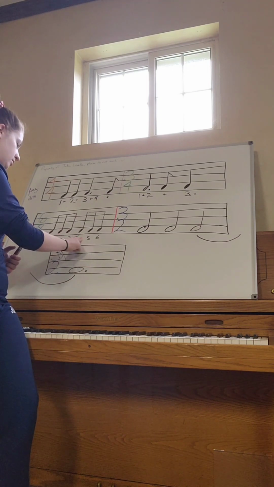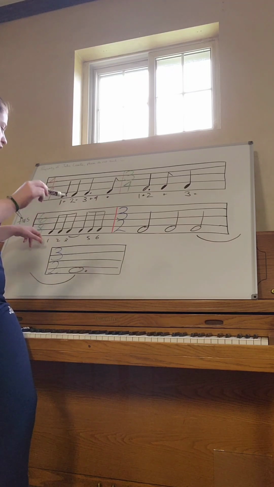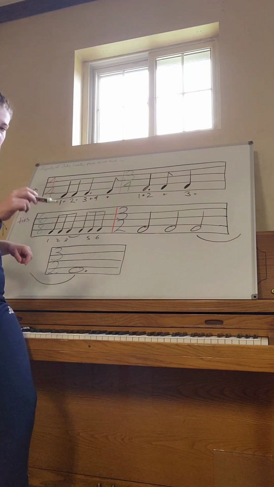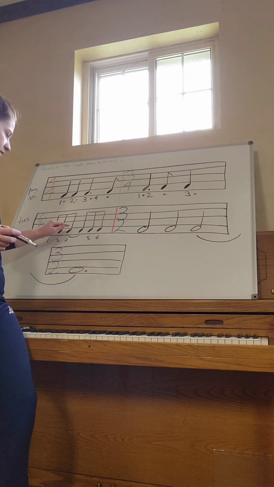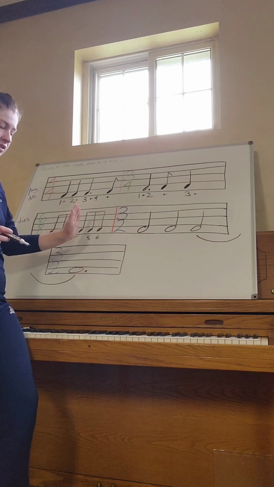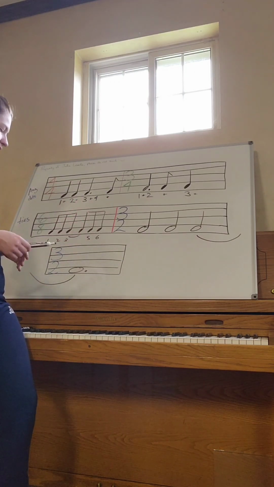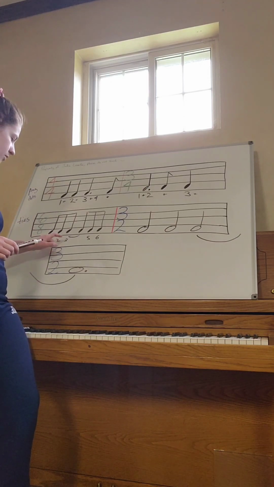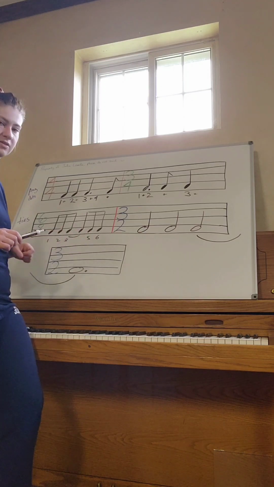So, go. 1, 2, 3, 5, 6. We've extended the third beat across into the fourth beat. Then we have 5 and 6 at the end. So one more time: 1, 2, 3, 5, 6.